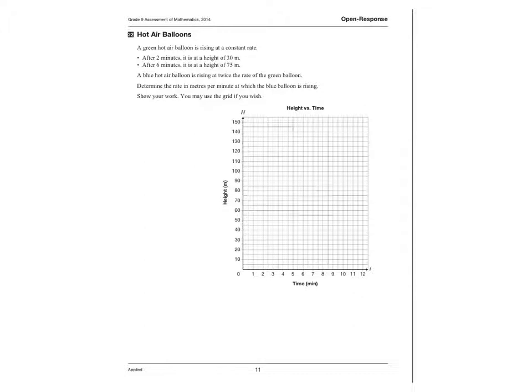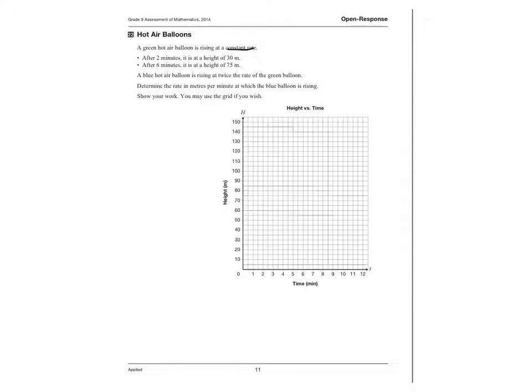So this question is telling us that a hot air balloon, a green one, is rising at a constant rate, which means it's linear, so it should be a straight line, and it's going to be the same throughout the whole flight. A blue hot air balloon rises twice the rate of the green balloon. Determine the rate per meter at which the blue balloon is rising. So the first thing I want to do in order to get the blue hot air balloon's rate is to determine the green hot air balloon's.